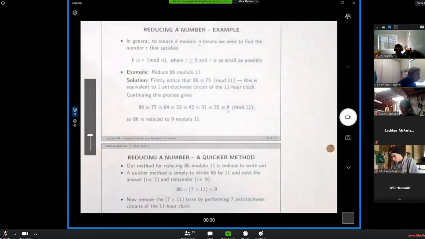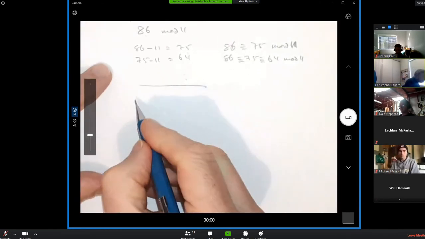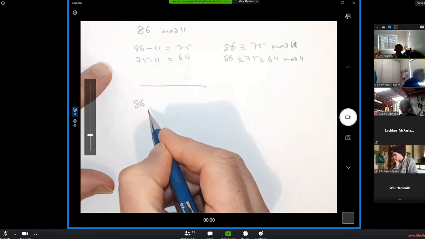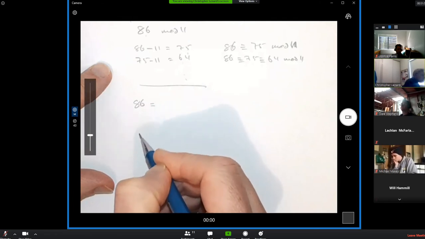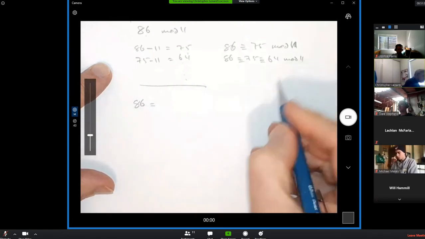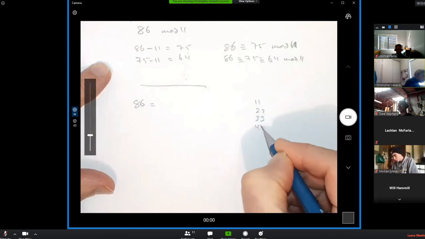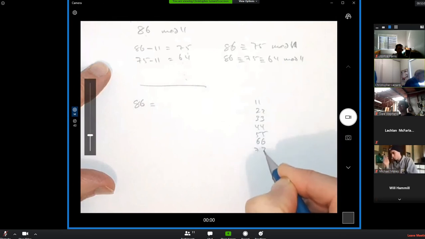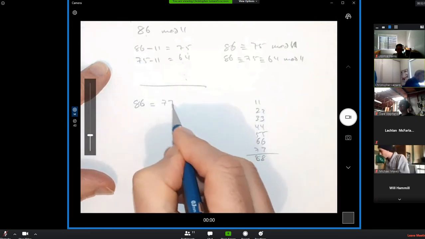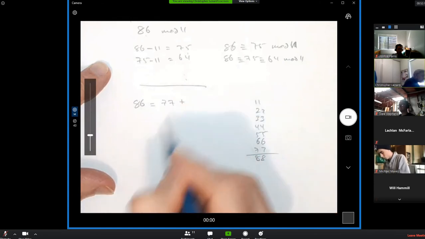The third way that you could do this is you think to yourself, I'm really after the remainders. So what's the biggest multiple of 11 that goes into 86? Well, what are the multiples? There's 11, 22, 33, 44, 55, 66, 77, 88. Oops, that's gone too big. So 86 is the biggest multiple of 11, which is 77, plus what?